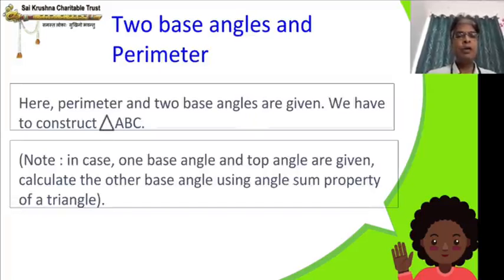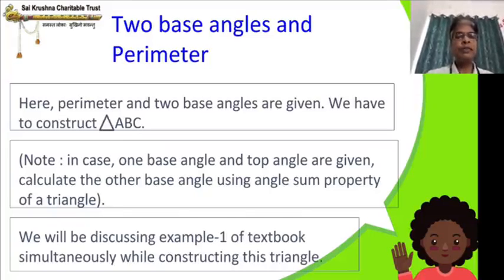In case one base angle and one top angle are given, calculate the other base angle using the angle sum property of a triangle. Sometimes, just to confuse, the question will say angle B is so much, angle A is so much, perimeter is so much, construct the triangle. You should not by mistake consider angle B and angle A and start the construction. You should find out angle C. When we move to the next page, you will know that B and C only we are using. I have given this note so that whenever any top angle is given, you calculate the other base angle and then start the construction.